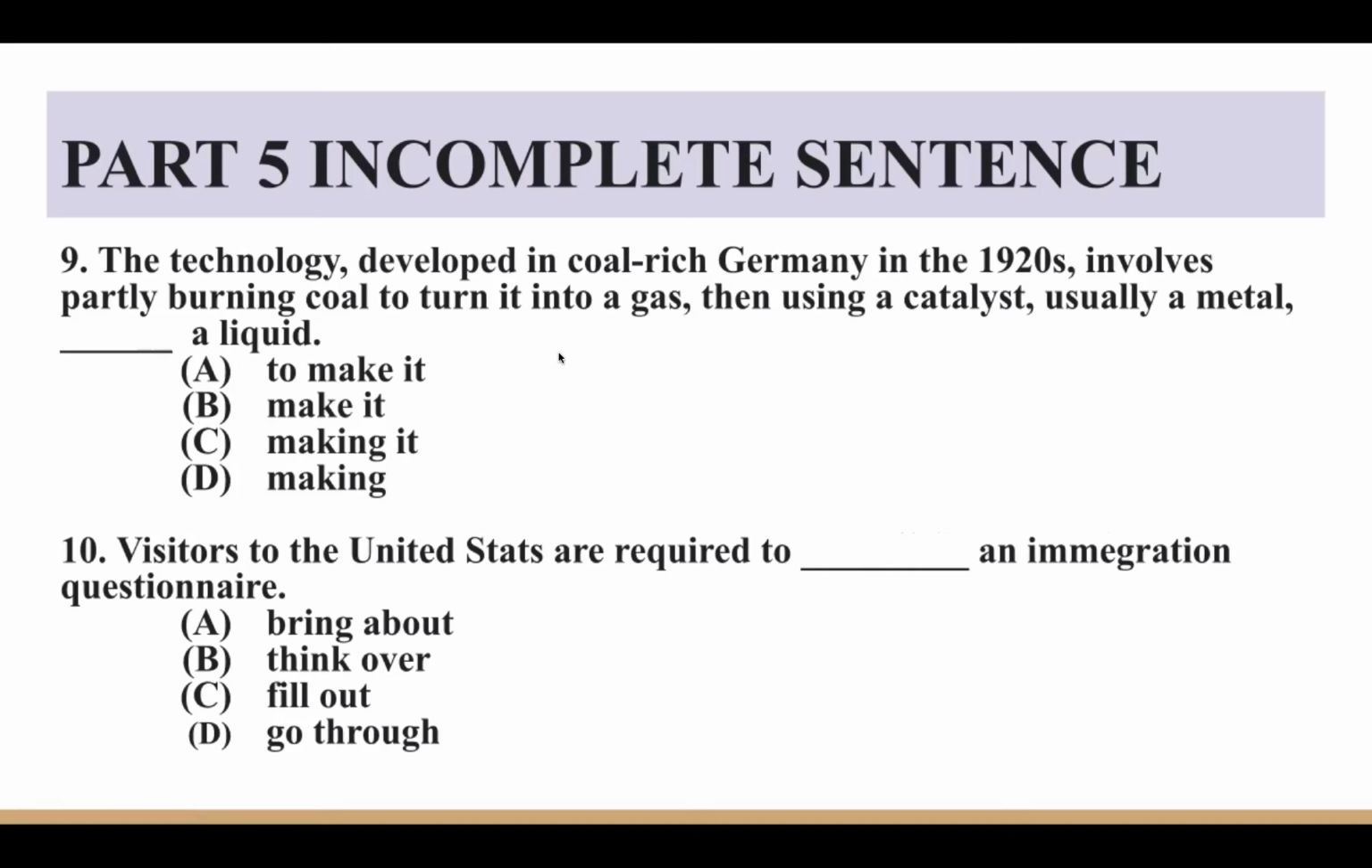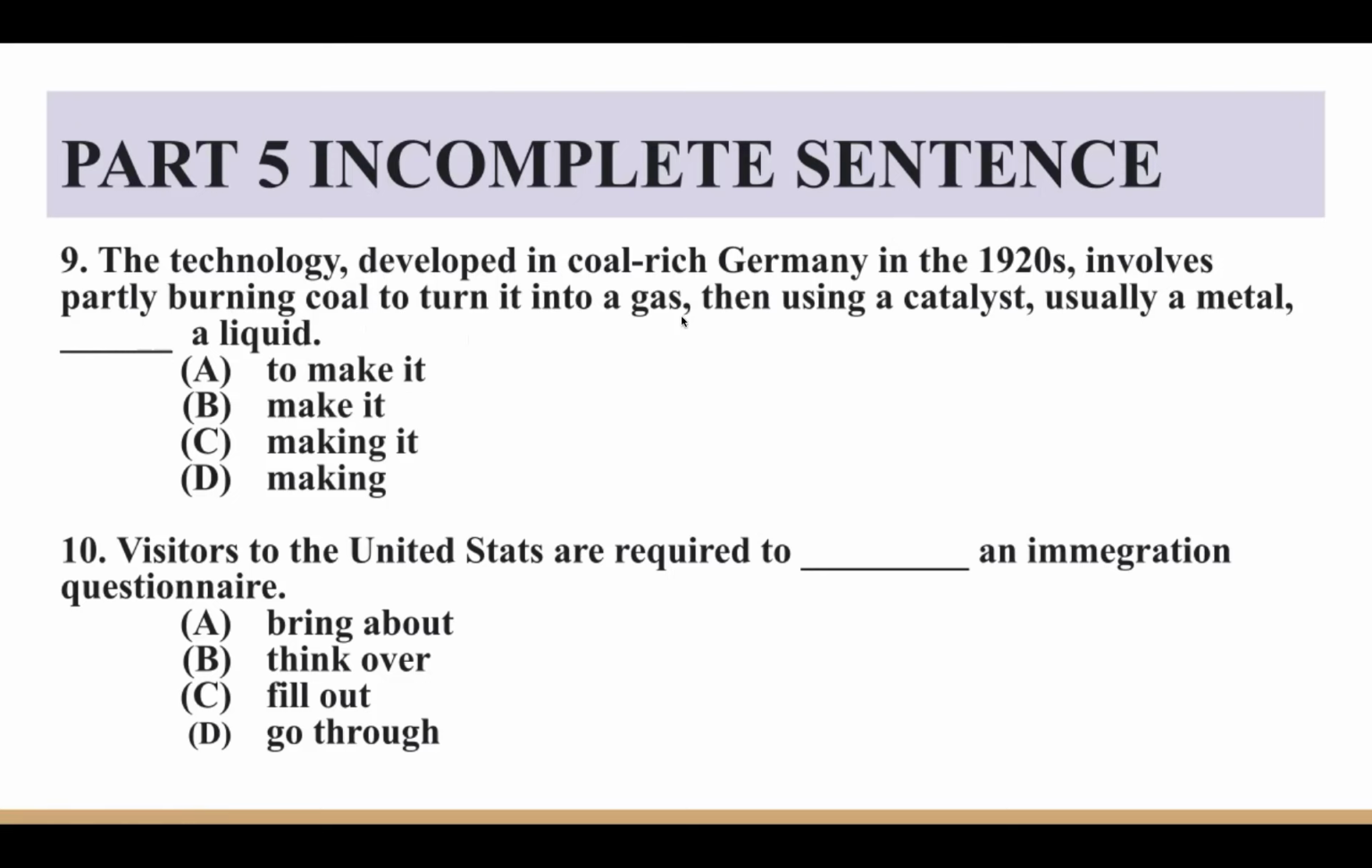The technology developed in coal-rich Germany in 1920 involved partly burning coal to turn it into a gas, then using a catalyst, usually a metal, to making it. This one, answer C. It's a little difficult, just because if you put to make it, meaning that you have to see, for example, involve partly burning coal to turn it into a gas, right?